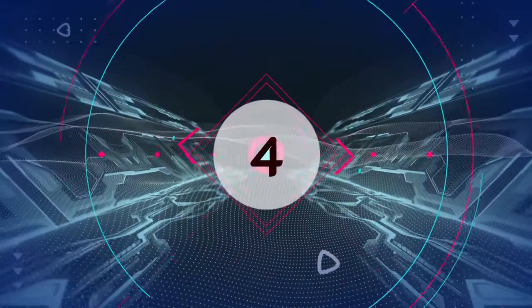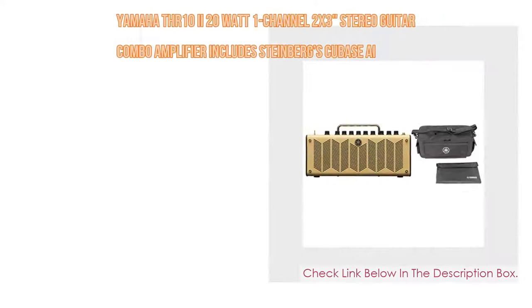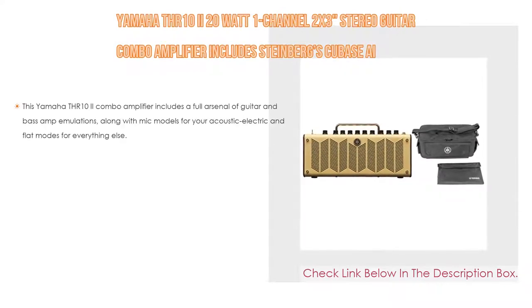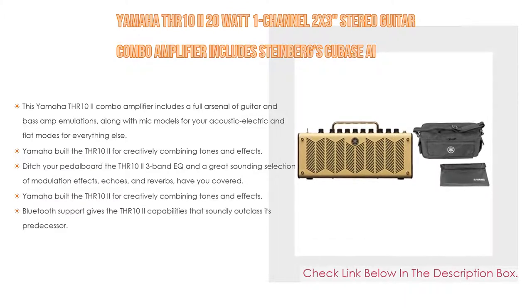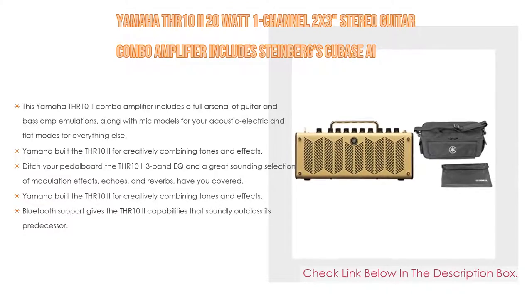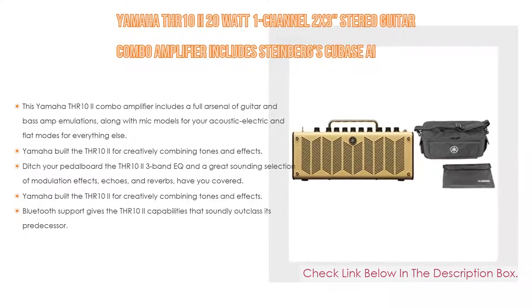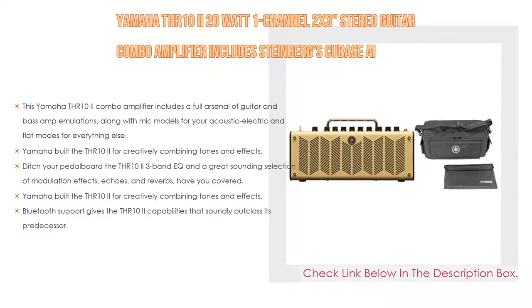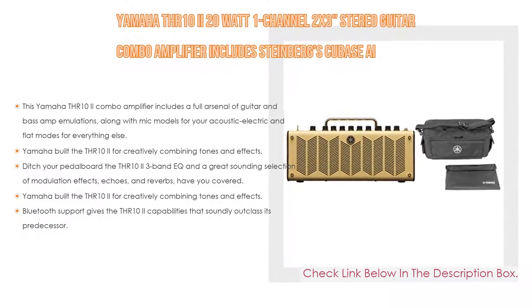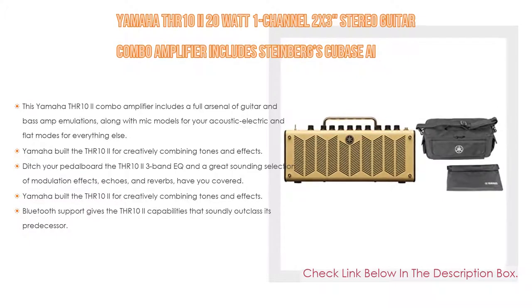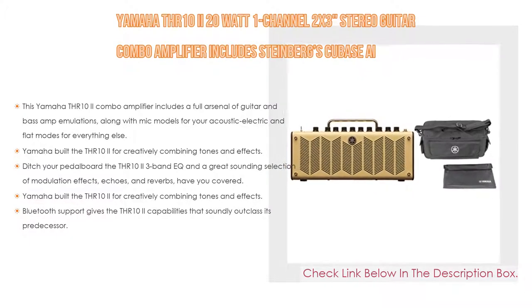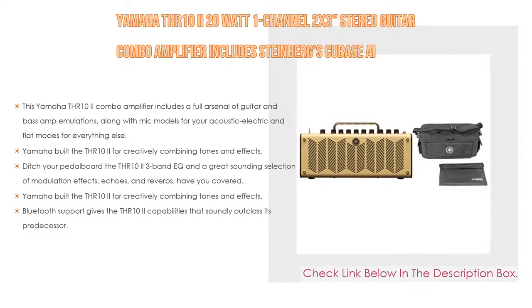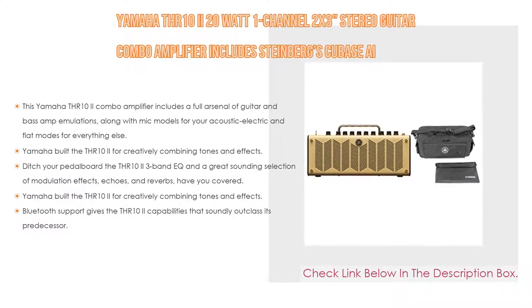Number 4. Based on user ratings, this Yamaha THR10 220 watt 1-channel 2x3 stereo guitar combo amplifier includes Steinberg's Cubase AI recording software and gig bag, and comes in number 4 of our list. It has many features as well. Importantly, this Yamaha THR10 2 combo amplifier includes a full arsenal of guitar and bass amp emulations, along with mic models for your acoustic, electric and flat modes for everything else. Also, Yamaha built the THR10 2 for creatively combining tones and effects. Choose from one of 15 amp models.